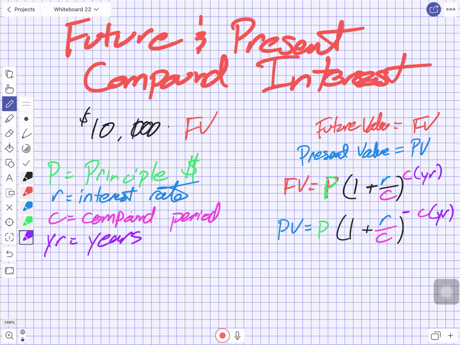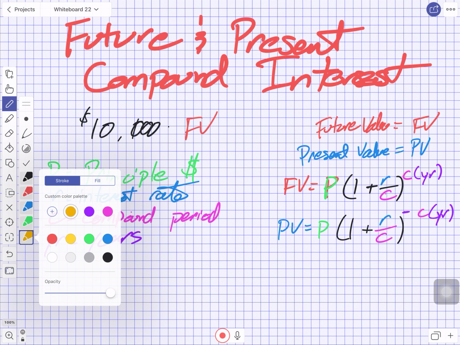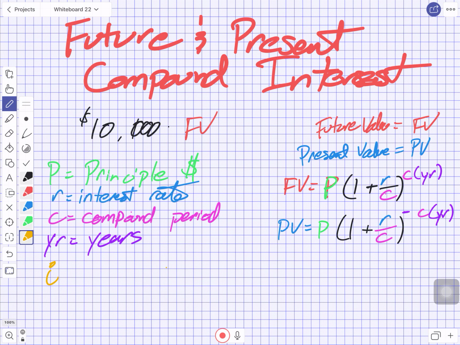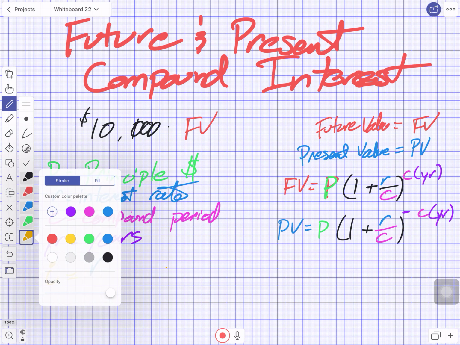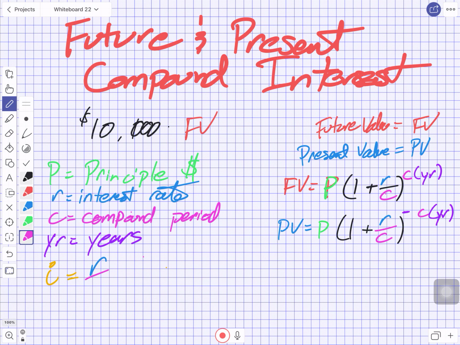Okay. Is that all we used? Yes. What color haven't I used? Yellow. I think we didn't use yellow. We'll use this orange one. I'm going to call I. I is actually usually equal to R divided by the compound period. So a lot of times they'll write these formulas and they'll actually have I in the place of R over C. Or they'll have N in the place of C times YR.